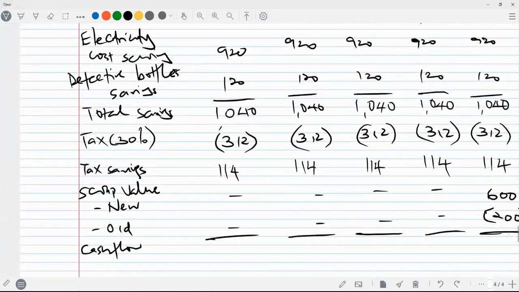So the cash flow, year one, for those who have done it already.